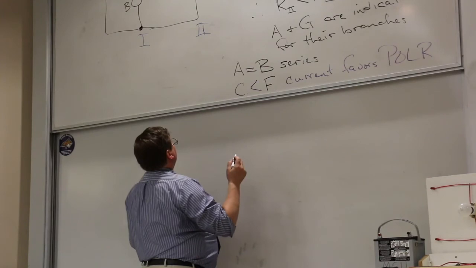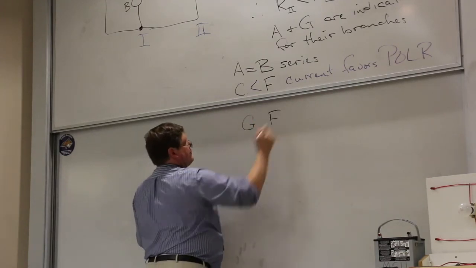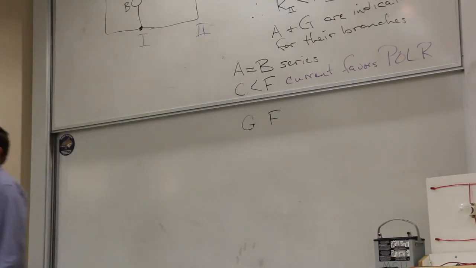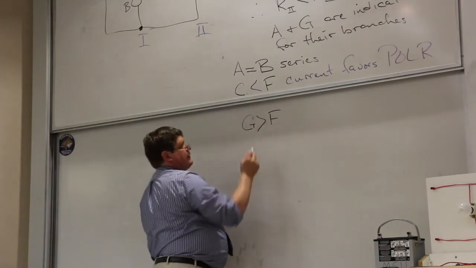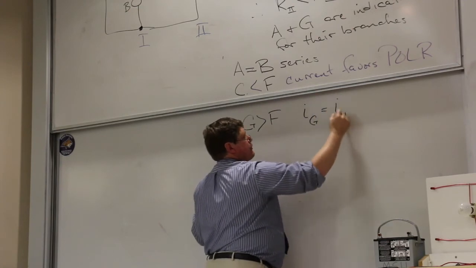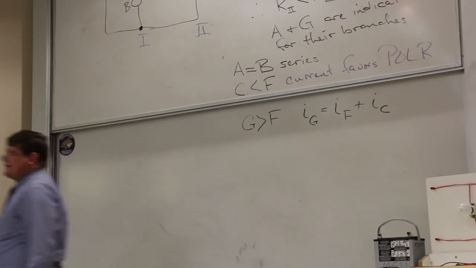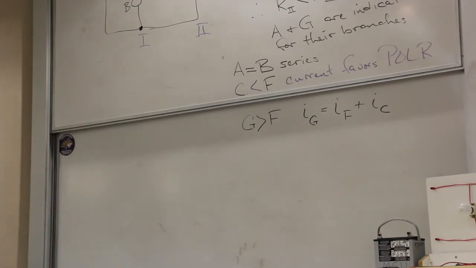are G and F. G and F? Yeah. This is an all versus part argument. You could say G is the indicator for branch 2. It gets all of the current through branch 2. F only gets part. The other way to do it mathematically is to say the current through G is equal to the current through F plus the current through C. Okay? Those two paths all go through G.